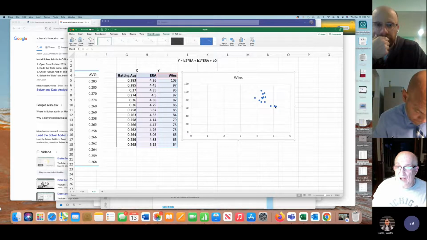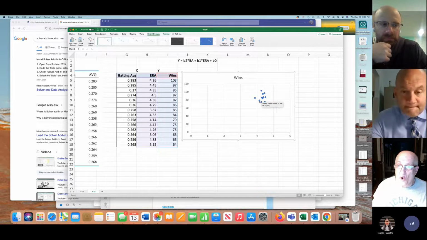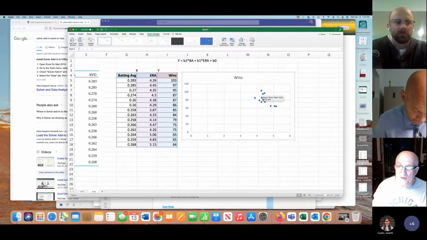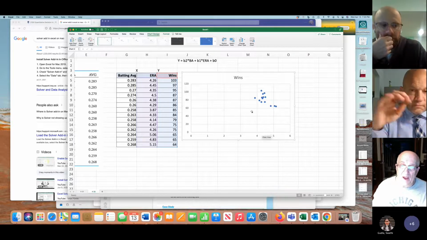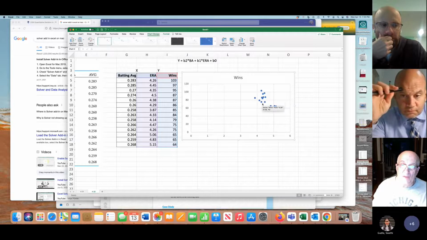I see a downward slope here, and maybe it's going to have a good fit. I don't know. I can't predict this. There's a lot of cluster in here. There's a lot of noise, right? It's going to be hard. I'm not going to get a high R squared probably because there's a lot of vertical variation on the same X values. So same ERA could give me different number of wins.